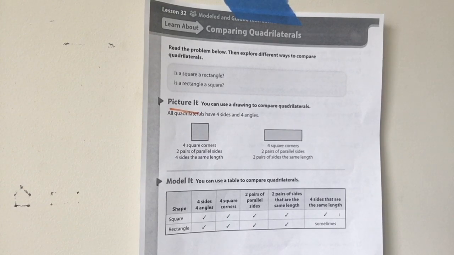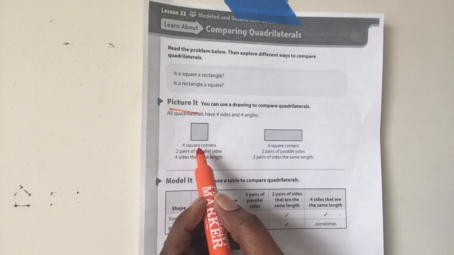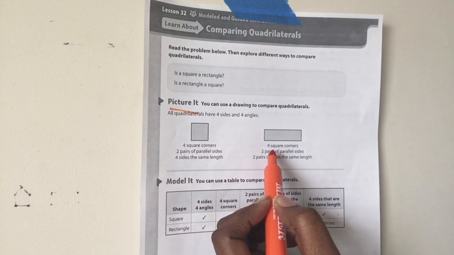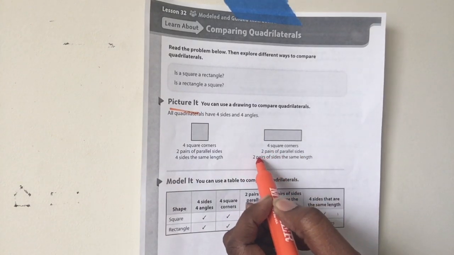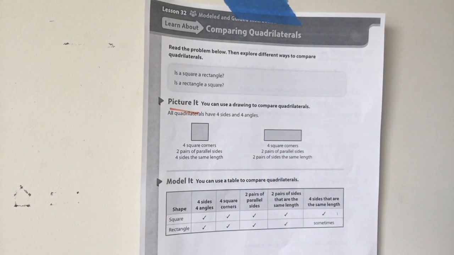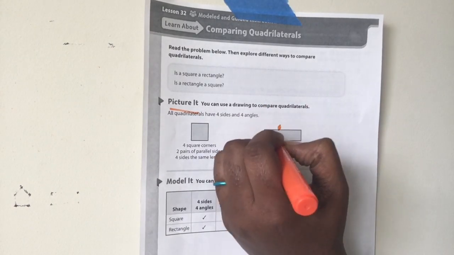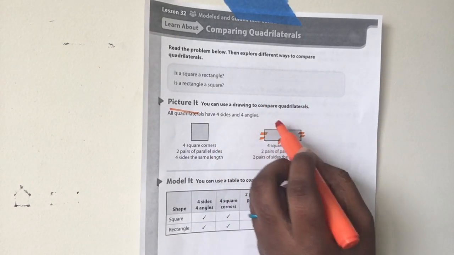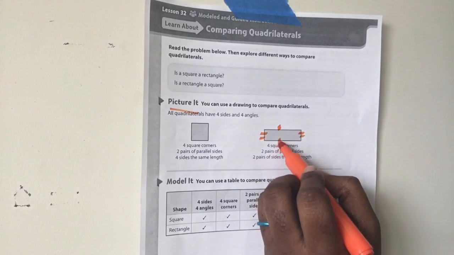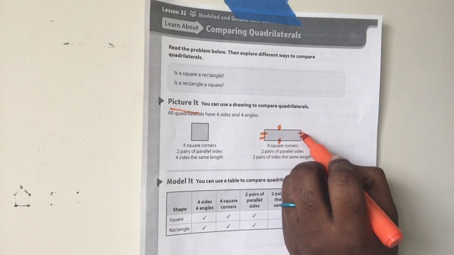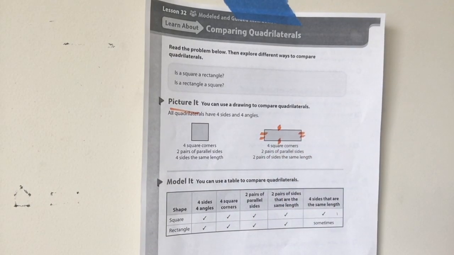Also, now we get to see some differences. For the square, all four sides are the same length, but in order to be a rectangle, two pairs of sides have to be the same length. I like to say it like this: opposite sides are the same length. This side is the same length as that side, that's a pair, and this side is the same length as that side, that's a pair.